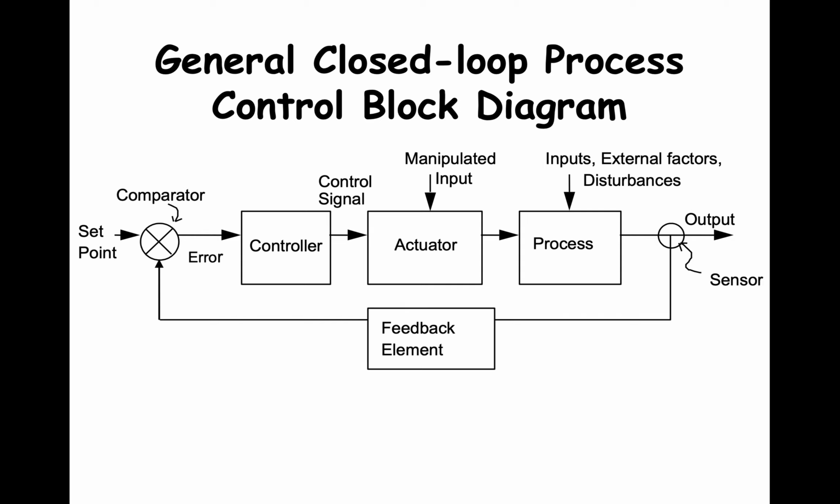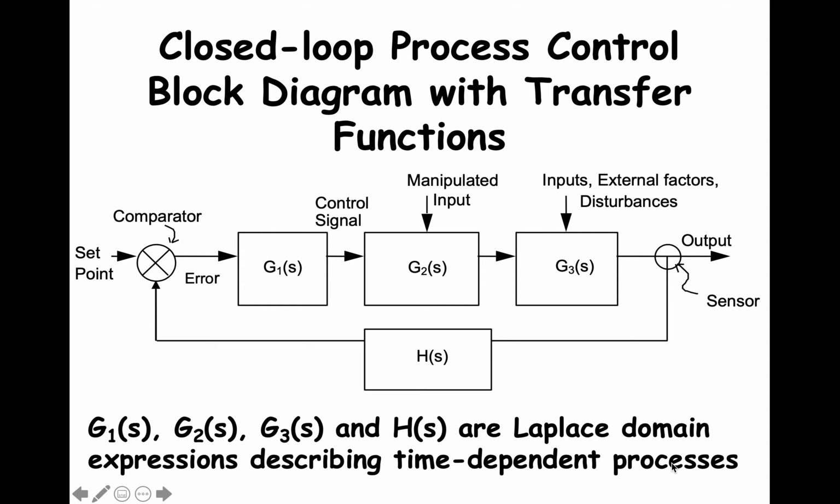It is the general block diagram of a simple general closed-loop process. It shows the user set point, the controller, the actuator, process output, and sensor and the feedback element. Here again is the same general block diagram, but this time with transfer functions in the blocks.